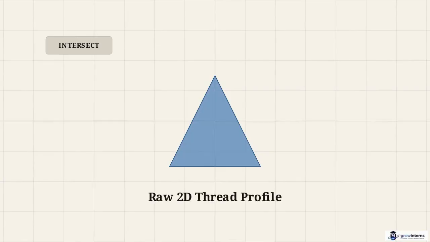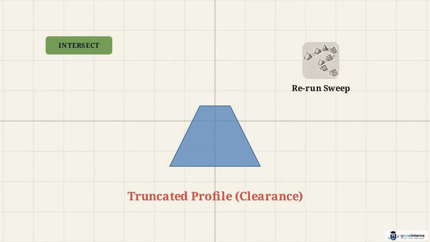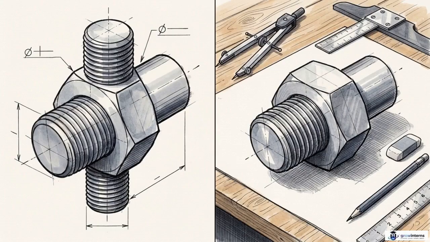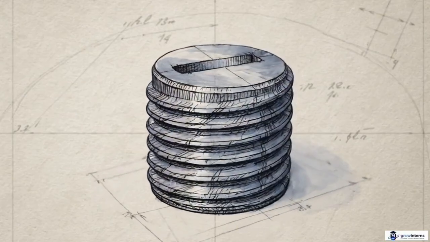If you find an overlap, return to the raw 2D thread profile and use the Intersect tool to trim the geometry before running the sweep again. This digital interference check is a critical step in ensuring that hardware designed in a virtual environment will function correctly when manufactured. Here is the fully realized component.